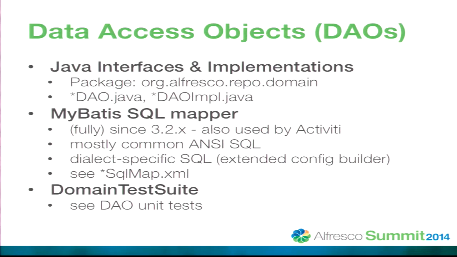And as I mentioned, we use MyBatis as a SQL mapper, which we've fully supported since 3.2. We used MyBatis earlier on for some experimentation work with the activity service. But then we moved fully over, I think it was 3.2. And MyBatis is also used by the activity project. And that allows us to be DB agnostic. So a lot of the SQL that we map is common ANSI SQL, but we also extended MyBatis with an extension to what's called the config builder, and it allows us to write, where we need it, dialect-specific SQL across the DB types that we support.